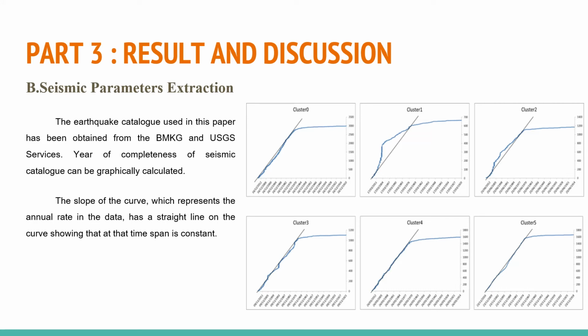On the graph, the time is inversely plotted on the x-axis and the accumulated number of quakes on the y-axis. The slope of the curve, which represents the annual rate in the data, has a straight line on the curve showing that in that time span it is constant. From this image, the earthquake data is obtained in the estimated time frame from January 1975 to May 2008 for data training.